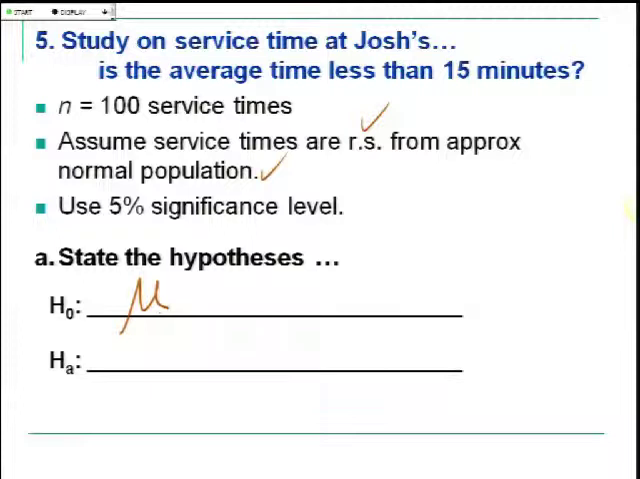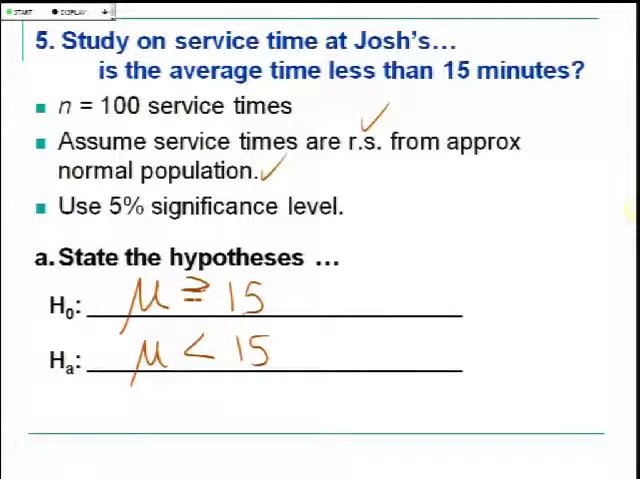Population mean. The true mean service time for all of Josh's customers at lunchtime would be what? Equal to 15 versus less than. Could someone get full credit for doing greater than or equal to 15 in the numerator there, that H naught? Yeah. Are we less than 15 or are we not less than 15? The equal, though, is always in H naught.